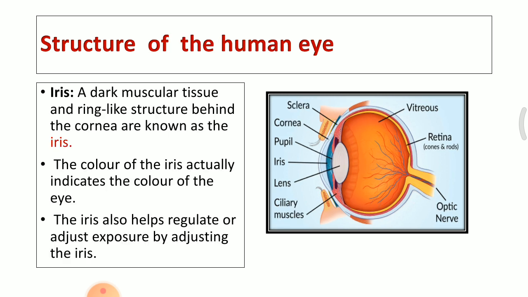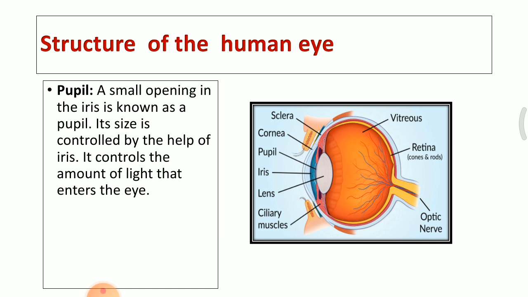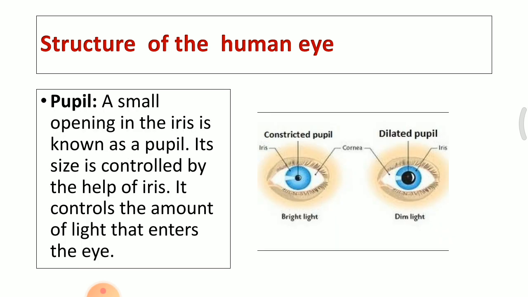The light passes through the pupil. The iris is a muscular structure. At the center of the iris, the pupil is present, and it is a small opening. Its size is controlled by the iris. The pupil becomes very small when bright light enters our eye, and the pupil becomes big when dim light enters our eye. This size is controlled by the iris.